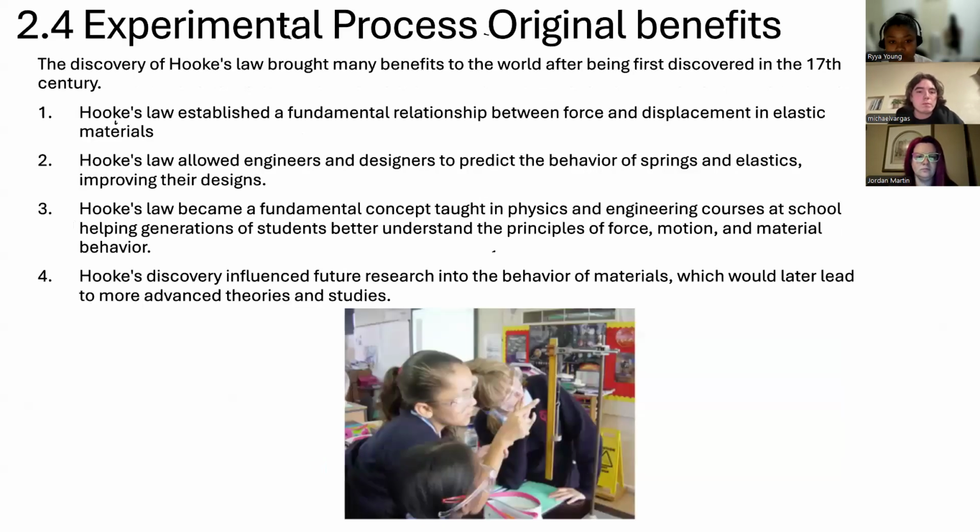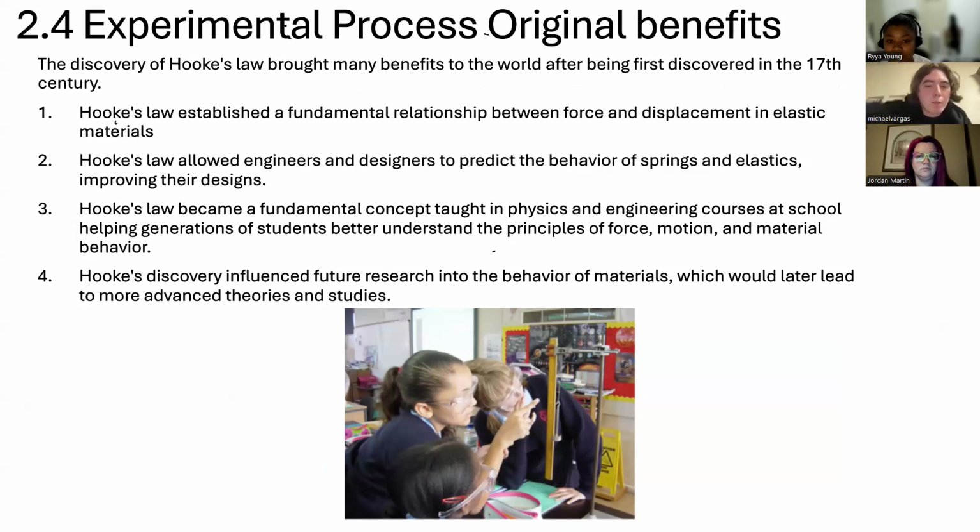2.4, experimental process, original benefits. The discovery of Hooke's law brought many benefits to the world after being discovered in the 17th century. Hooke's law established a fundamental relationship between force and displacement in elastic materials. Hooke's law allowed engineers and designers to predict the behavior of springs and elastics, improving their designs.